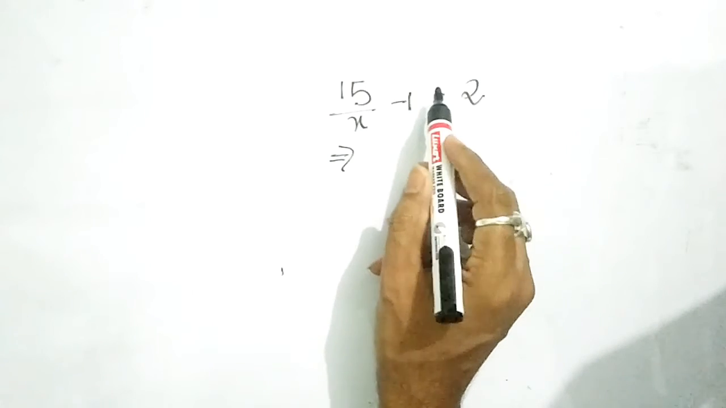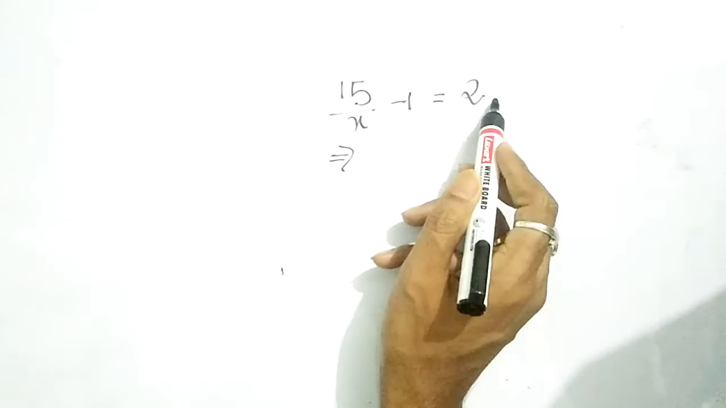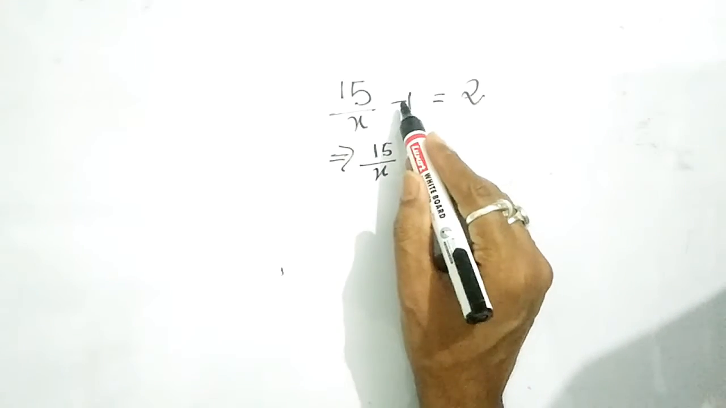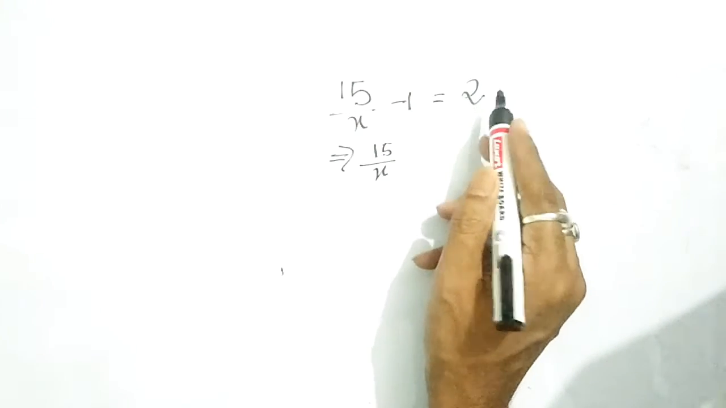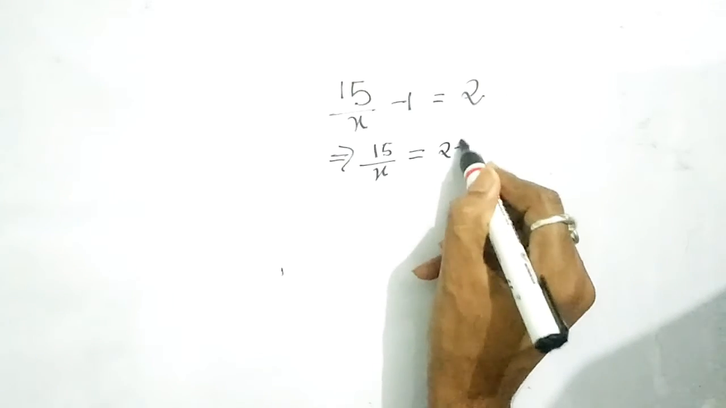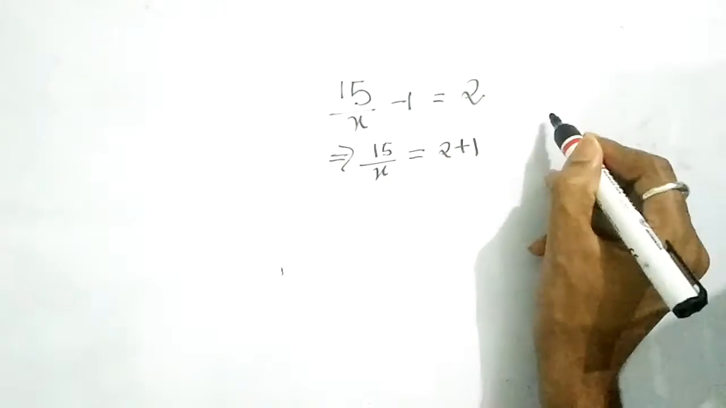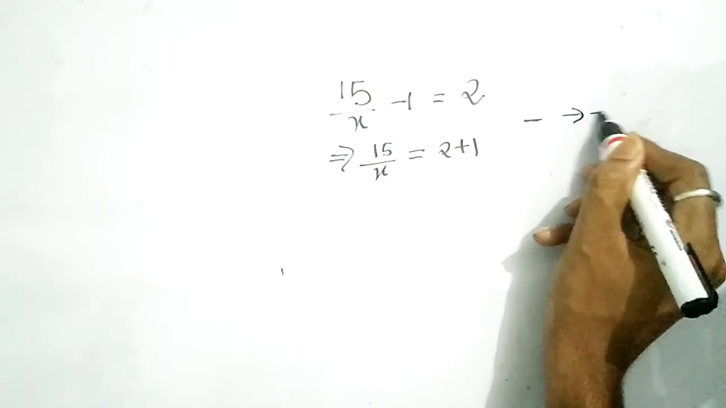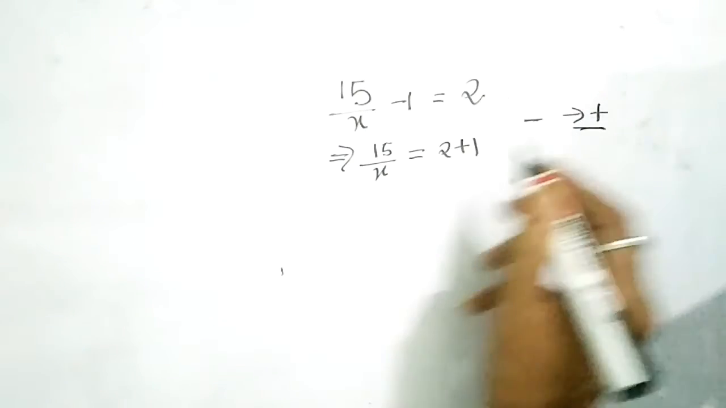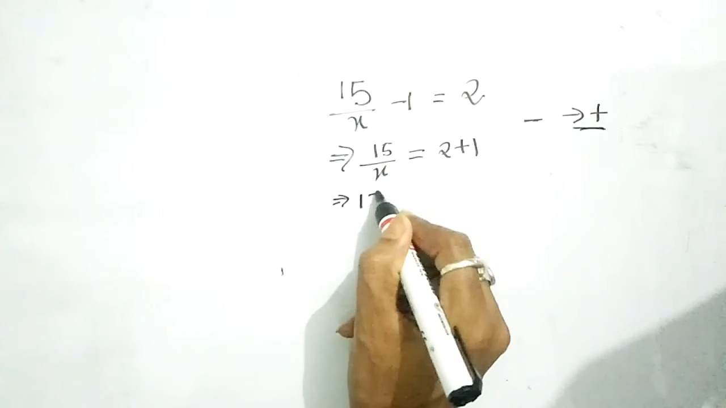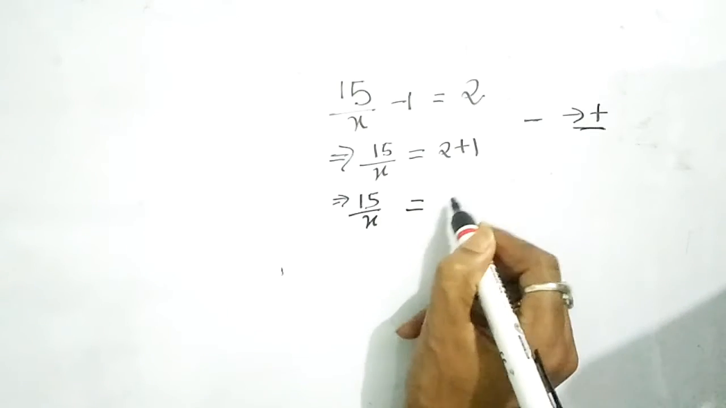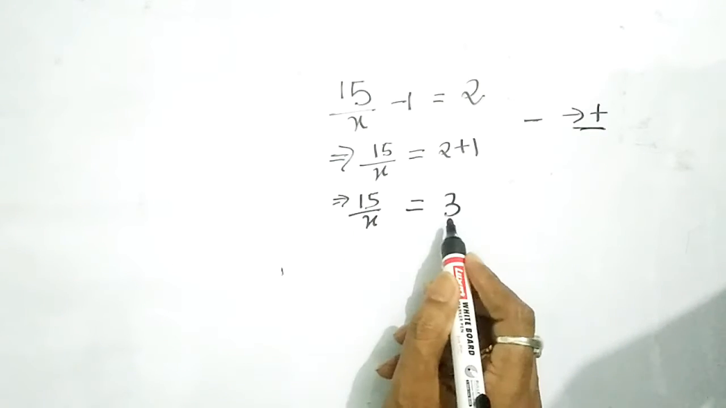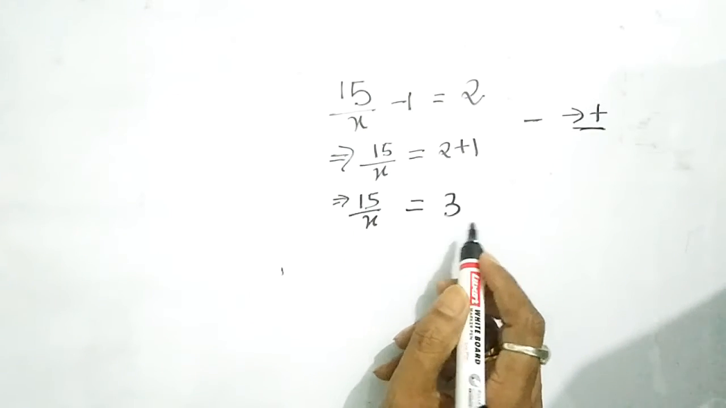How can you remove this minus 1? By shifting this minus 1 to the right hand side. I already explained the transposition. Transpose means this minus 1 we need to transpose to the right hand side, so it becomes plus 1. So sign change: when it is minus and it's shifted to the right or left, the sign changes to plus. Just now I told. Now 15 by x equals 2 plus 1, how much we got? It will be 3.